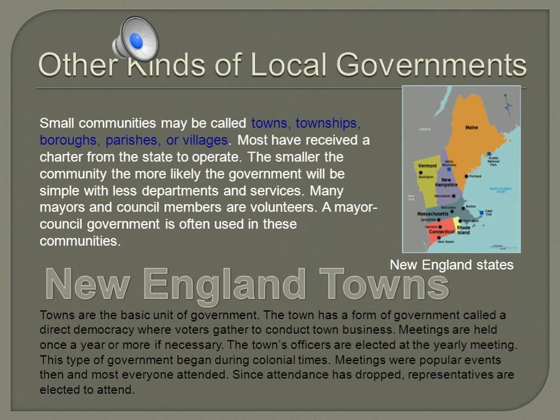For New England towns, I just wanted to post a little map on the right so you can be refreshed on what these New England states are. They were kind of the original states. Most of them are towns, so that's their basic unit of government. And they have a form of government called a direct democracy, where voters gather to conduct town business. Meaning the people are directly involved in decision making. Meetings are held once a year and more if necessary, if there's an emergency. And they come together similar to the old times, where people were really involved in town hall meetings.